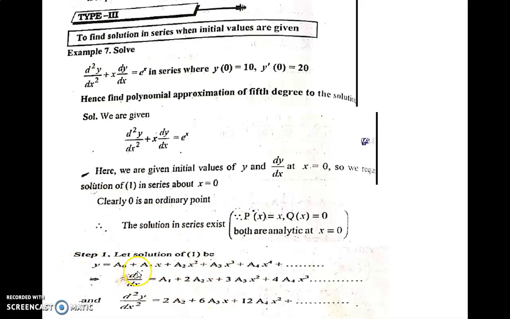After that you have to assume the solution, same as before, a0 plus a1x plus a2x square and so on. Then you have to find the value of dy by dx. Then you have to find the value of d2y by dx square. Now put all these values in equation 1. Previously we had the right side equal to 0, but here we have e^x. So we have to take this on the left hand side.